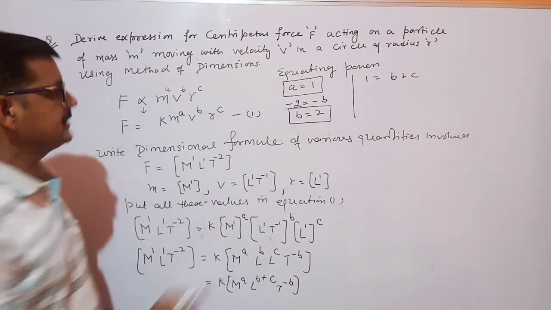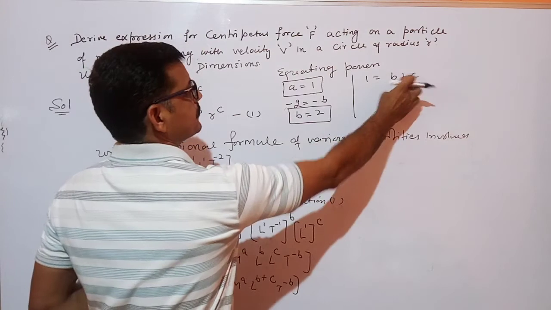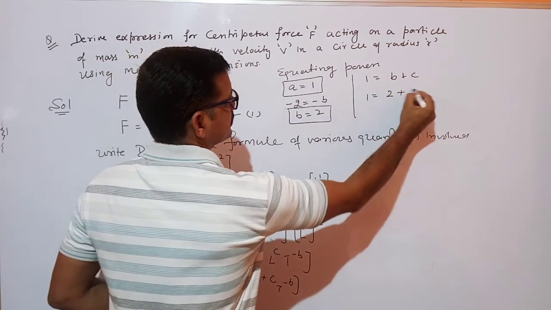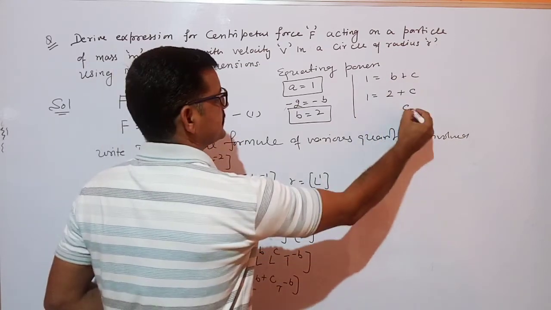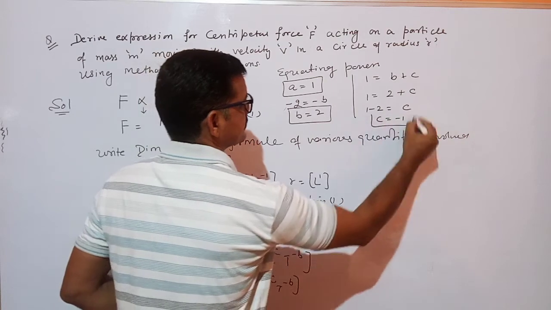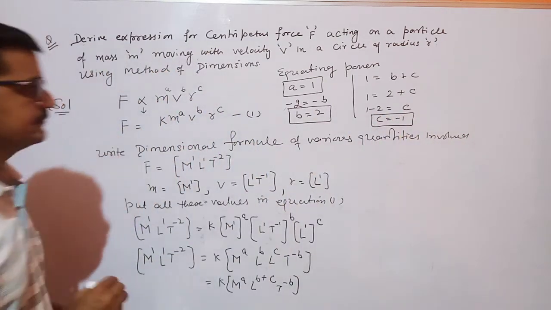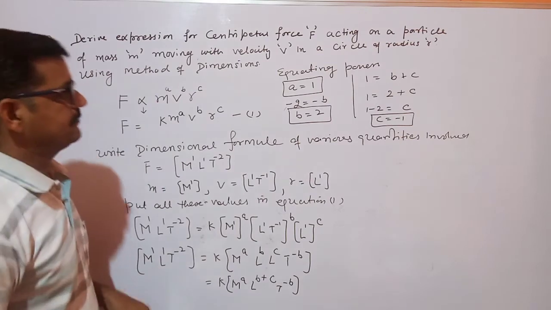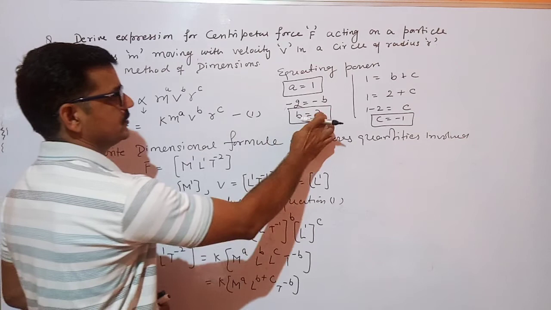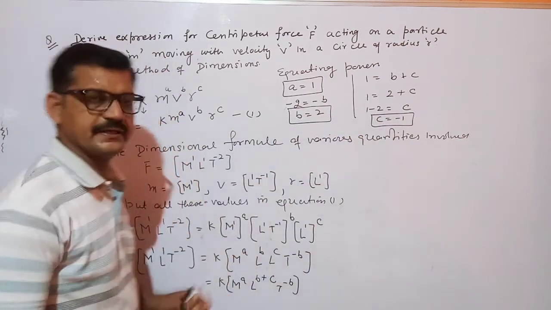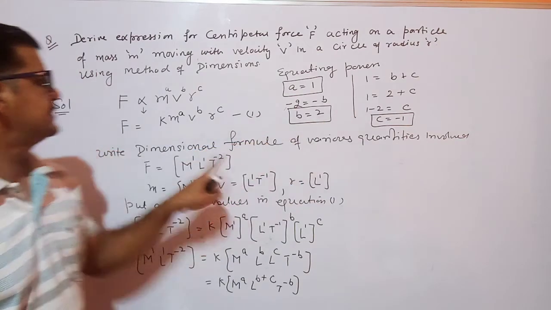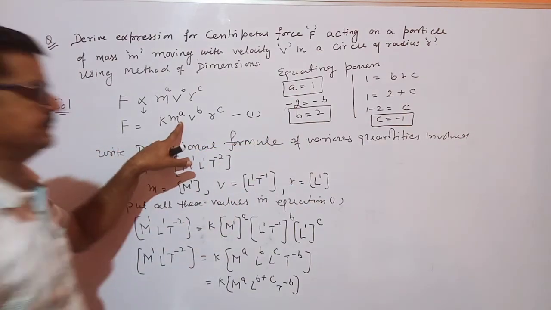Now we have to find the power of c here. So put the value of b. B is what? 2 plus c. So c equal to 1 minus 2, that is equal to minus 1. Now we have seen that we get a equal to 1, b equal to 2 and c equal to minus 1. Now put all these values of a, b, c in your equation number 1.